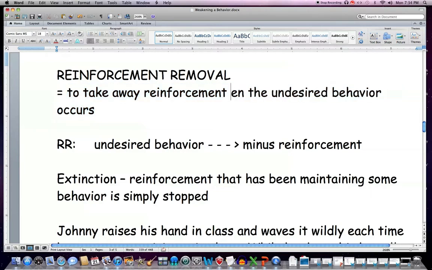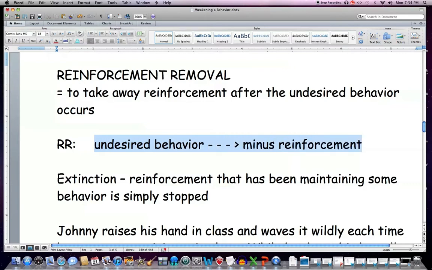Actually, I think I'll change this a little bit and say after, to take away reinforcement after the undesired behavior occurs. Because there is a sequence here, and the timing and the sequence of this is very important. For reinforcement removal, you'll have an undesired behavior, and then right after that, reinforcement is taken away.